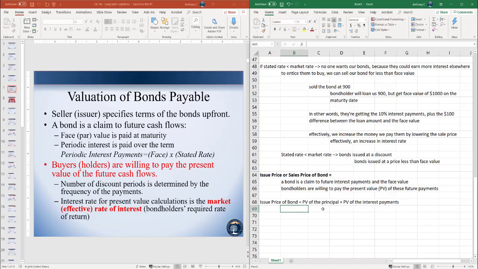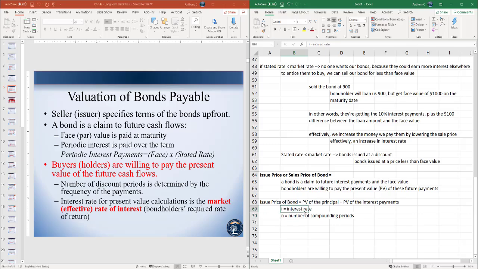Now, in order to calculate the present value of something, there are two basic pieces of information we need. What's relevant here for us is the interest rate and possibly the number of compounding periods. The number of compounding periods will be determined by the bond. In other words, the bond will say how often it pays interest.